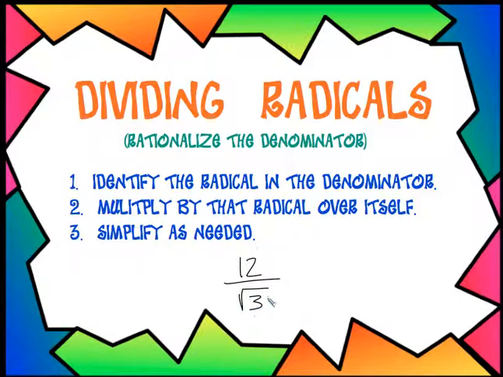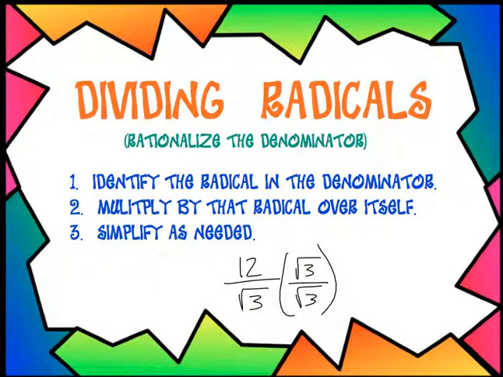So to do that, to get this radical out of there, you'll have to multiply by whatever is under there. So in this case, it's a 3. Now remember, anything over itself is 1. So really, you're just multiplying this by 1, so you're not changing the value of this original fraction. You're just making it look different. And so then we'd simplify it.